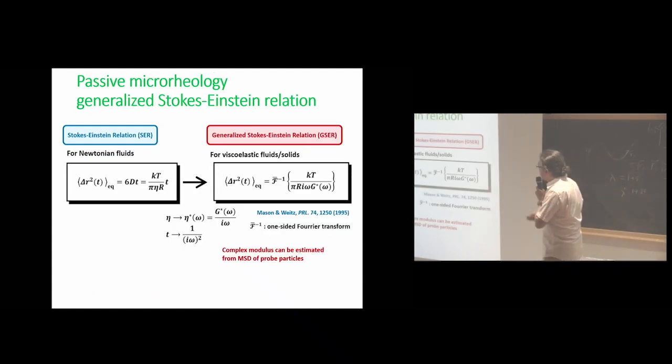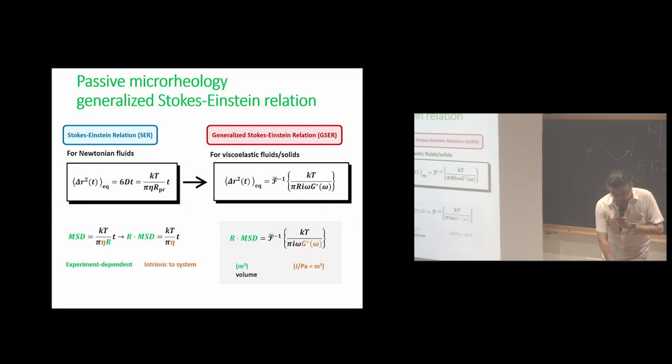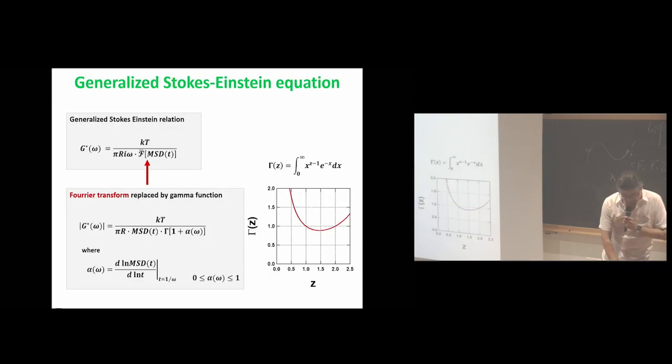It can be further generalized. Generalized means this Newtonian viscosity can be replaced by the complex viscosity of your viscoelastic medium. To do that, you need a one-sided Fourier transform, and time should be converted into frequency. It's not necessary to go into much detail, but the mean square displacement is a function of, again, the radius R, frequency, and complex modulus. This way, technically, you can calculate the complex viscosity if you measure the mean square displacement as a function of time.